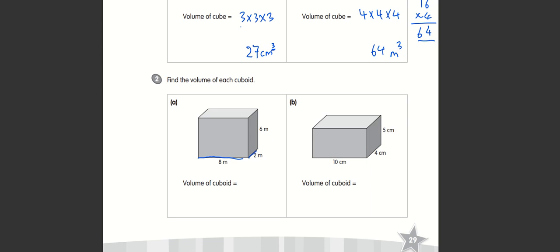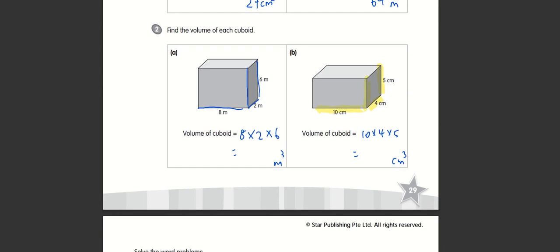Length, breadth, and height. How long, how tall the cuboid is. So you have 8 times 2 times 6. You have the measurement and then cubic meters. Then you have cubic centimeters for this. Similarly, we are looking at the measurements: length, breadth, height. How long, how tall, how wide. So you have the 3 measurements together multiplied.